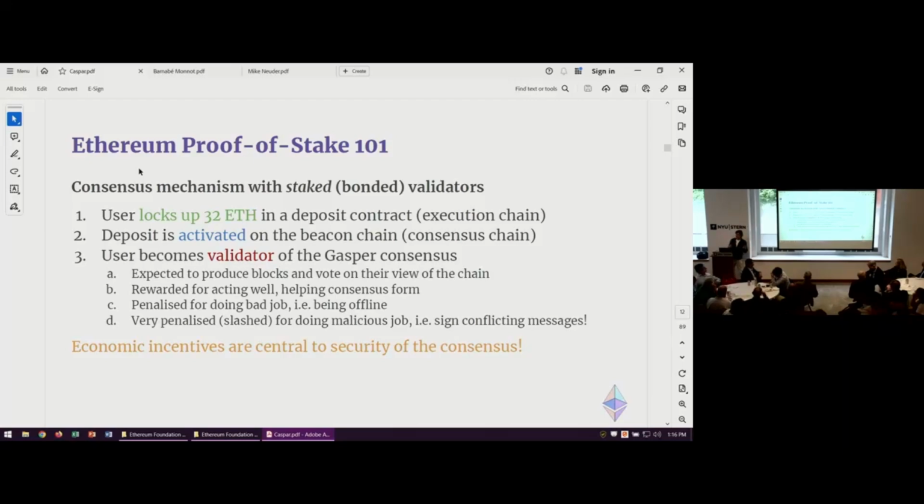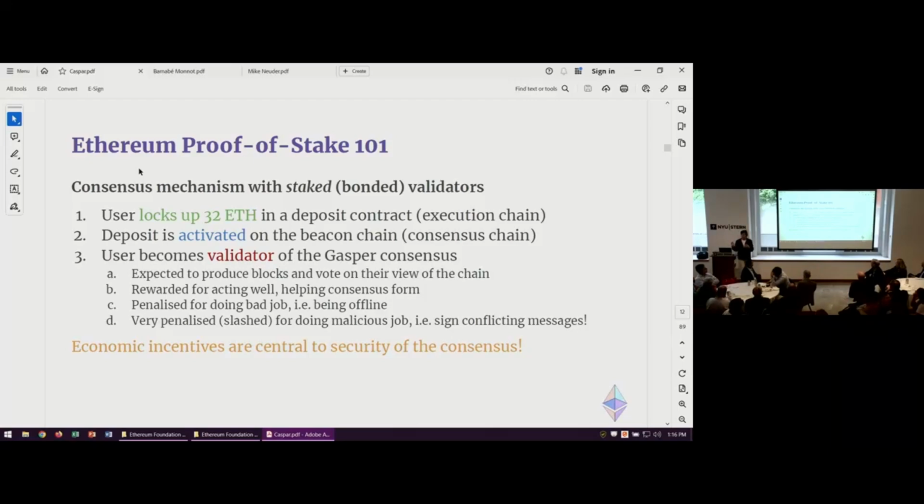Now, one side of the incentive structure here is these rewards, as just mentioned. The other side is that if you misbehave, you can also be penalized. For example, if you do a bad job by just being offline, and so when you were supposed to vote, you didn't vote, you will be penalized by losing some amount of that bonded position. And if you behave very badly by doing something malicious, for example, signing conflicting messages, we'll get into that in a moment, you can be slashed, which is a more extreme form of penalty.